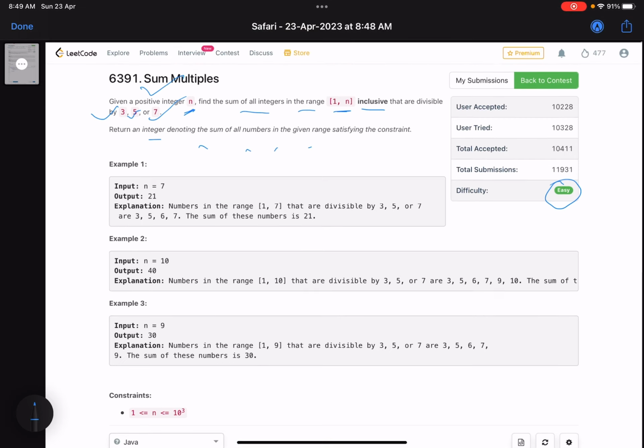Okay, like for example, n equals 7. So what are all the numbers that are divisible by either of them? So you have 3, 5 and 7. So what is the sum of, sorry, it's 3, 5, 6 and 7. So what is the sum of all these numbers? It comes out to be 21. So 21 is your answer.